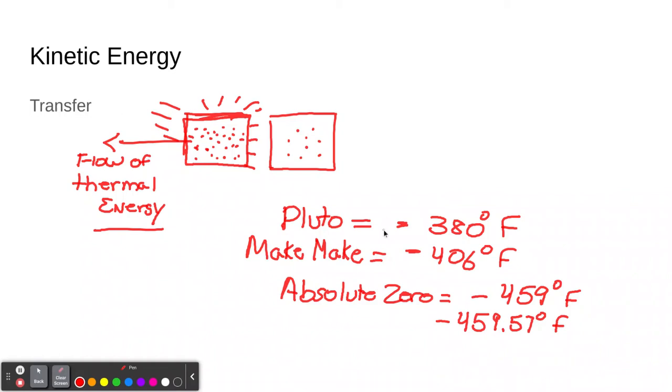Now, we don't use Fahrenheit in science. So if we use Celsius, absolute zero would be negative 273.15 degrees Celsius. But we also use something called Kelvin a lot in science. And in Kelvin, absolute zero is just zero. So 0 degrees Kelvin is absolute zero.